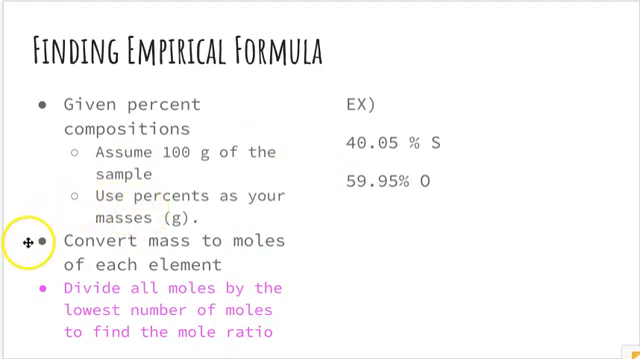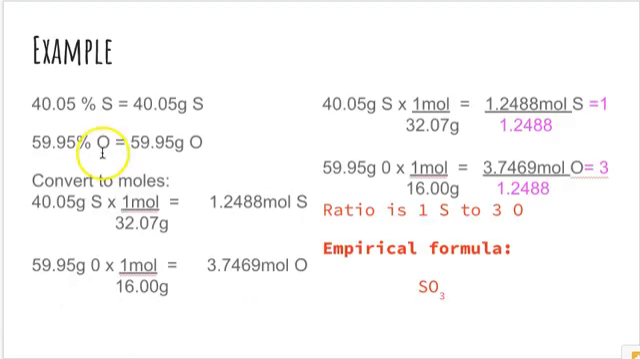The next step then is we would take those grams and convert to moles, and then lastly we would divide the moles by the lowest mole number. And I'm going to show you what that means because that's probably a little confusing. So let's take a look at our example here. I took my 40.05% sulfur and converted that to grams of sulfur. Same with the oxygen. 59.95 turned into 59.95 grams.